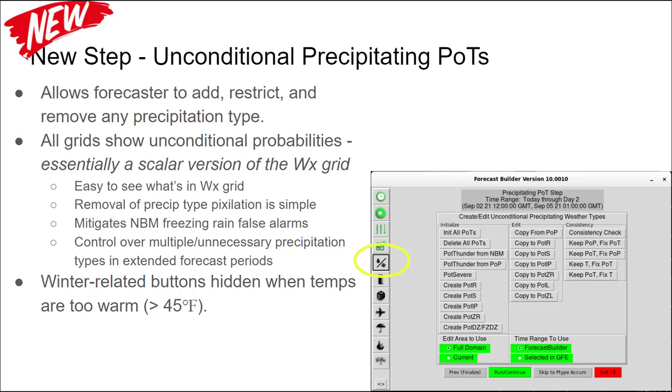This step will give you the power to easily remove the NBM freezing rain false alarm forecast and give you control in situations where multiple unnecessary precipitation types are forecast in the extended due to inherent forecast uncertainty. So rather than having to mention low chances of rain, snow, sleet, and freezing rain, the forecaster here can determine the primary type or types of precipitation that they want to be in the forecast.